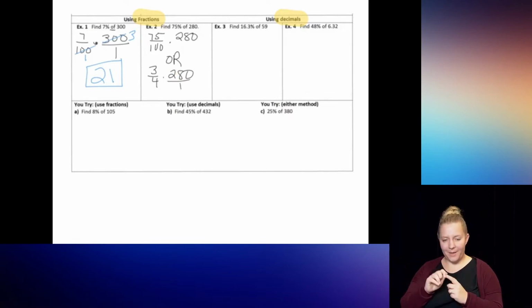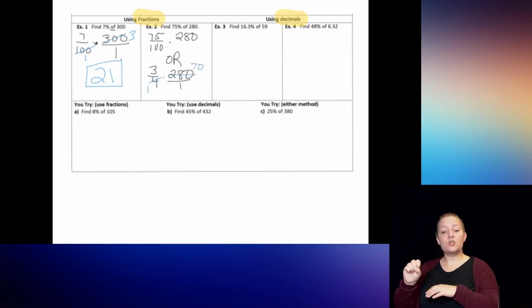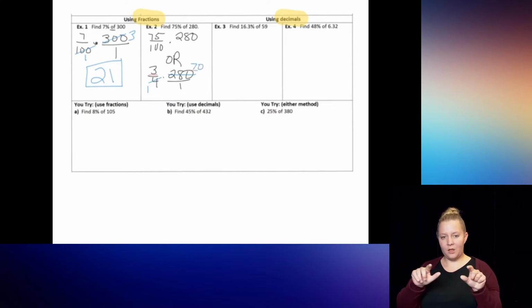I'll put the 280 over 1. I will cross simplify here, saying 4 divided by 4 is 1. 28 divided by 4 is 7, so 280 divided by 4 is 70. And then when I multiply across, I can do this 3 times 7, which is 21, but I still need that 0 placeholder in the one spot, so it's actually 210.